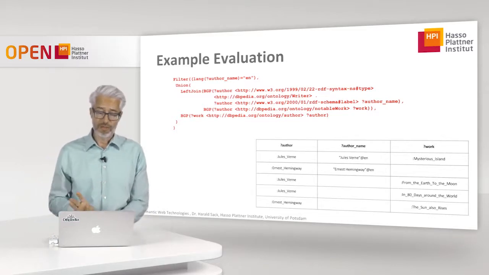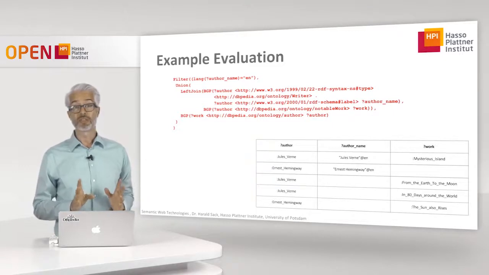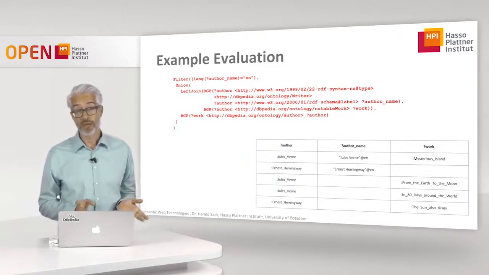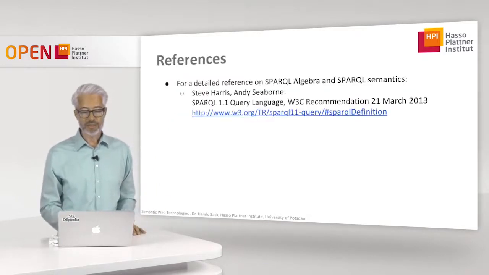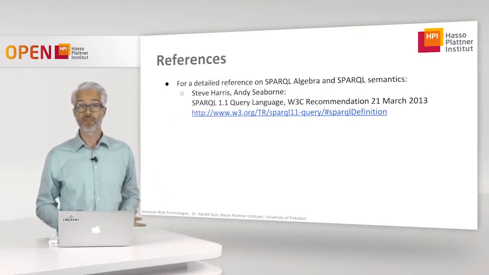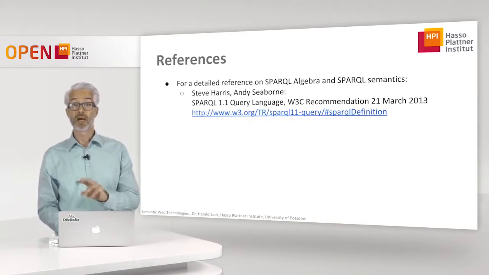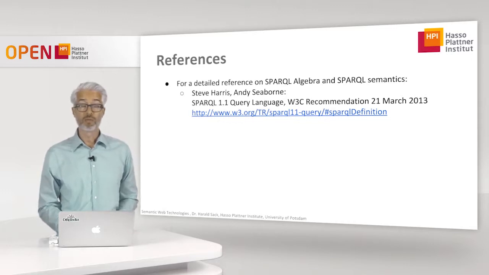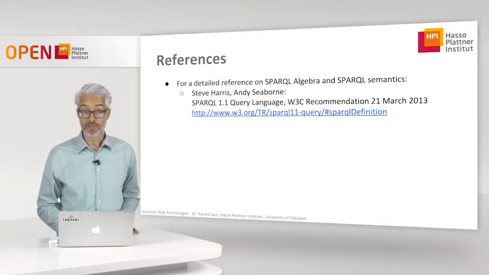Of course, we have left out a few things. We have not given the explicit definition of the solution modifiers and how they are evaluated. So there is a little bit more. If you are deeply interested in that, you can find a detailed reference on the SPARQL algebra and the SPARQL semantics in the SPARQL specification on the web, which is first given, of course, in the material for the course. And you can also simply use this link here.